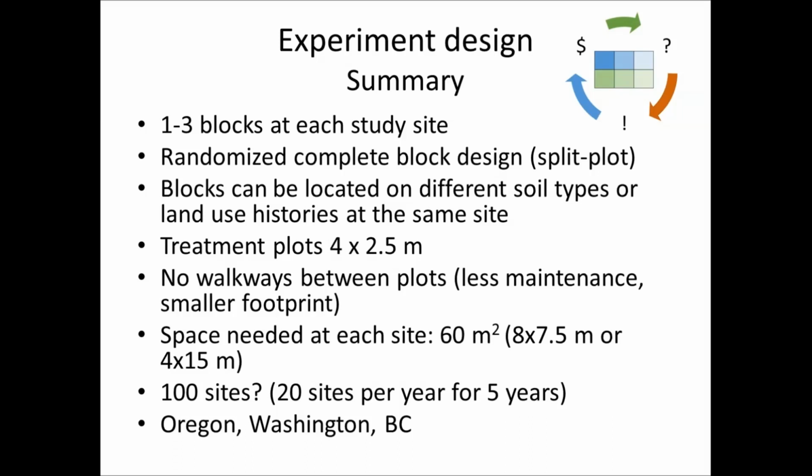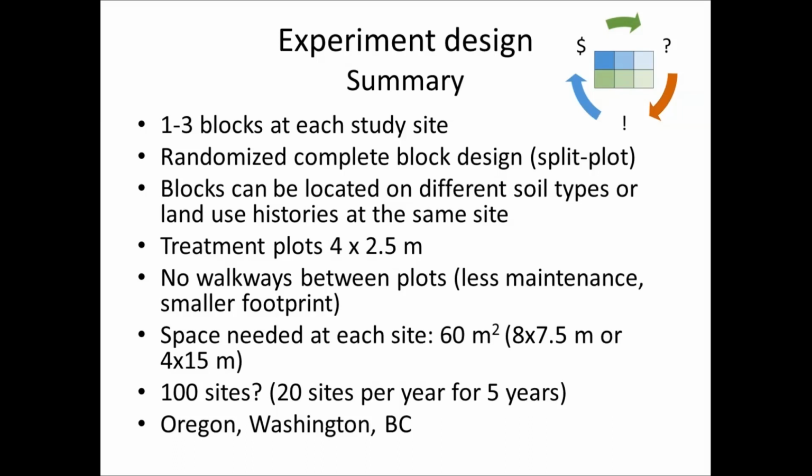The individual treatment plots are on the order of 4 by 2.5 meters, so they're very tractable. We don't envision any walkways between the plots or the treatment units. That way we have less management, we have a smaller block footprint. The space needed at each site for a block, for each individual block, is 60 square meters, or that's 8 by 7.5 meters, or 4 by 15 meters if we make it a longer rectangle.